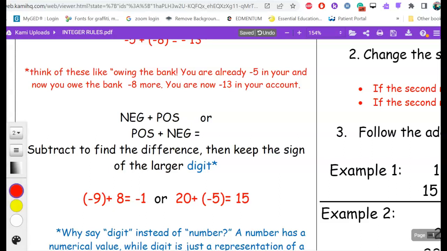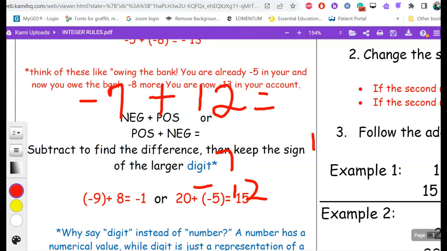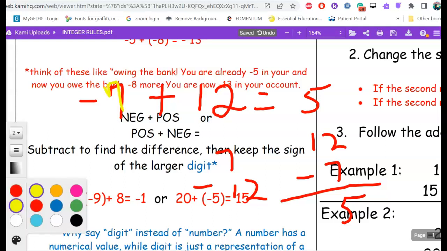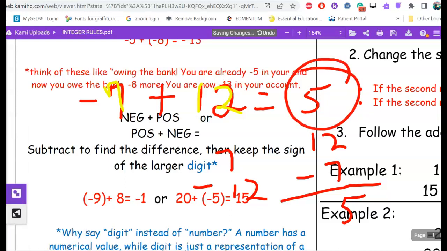Let's say that I had negative 7 plus positive 12. Again, positive plus negative or negative plus positive, we subtract. Now, if I'm not really good with my facts and I have to do this on paper, I am not going to do it like this. On my paper, I will write it like this: 7, 8, 9, 10, 11, 12. The difference is 5. Keep the sign of the larger digit. What's the larger digit? The 7 or the 12? The 12 is the larger digit, and that 12 happens to be positive, so I will keep my answer as positive.